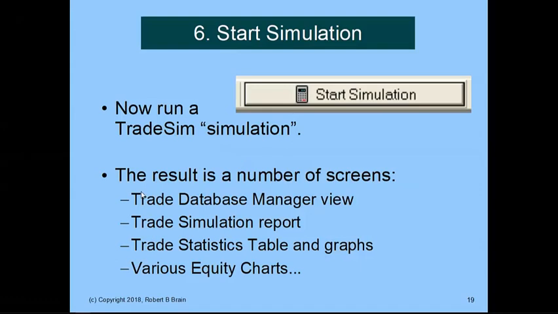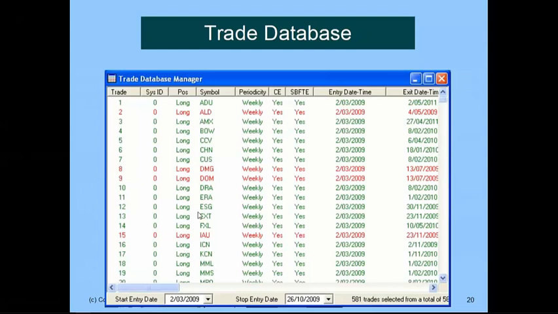And during that process, and when it's completed, there are a number of TradeSim screens that are opened up, or windows, and you get to view all of those, so there's lots of information that is made available. One of the things you can look at is the trade database. Now, the trade database lists down the left-hand column all of the trades numbered from 1 onwards. Across the bottom of the screen, there are options for start entry date and stop entry date. So you can actually change those. And also in that status bar across the bottom is the number of trades selected.